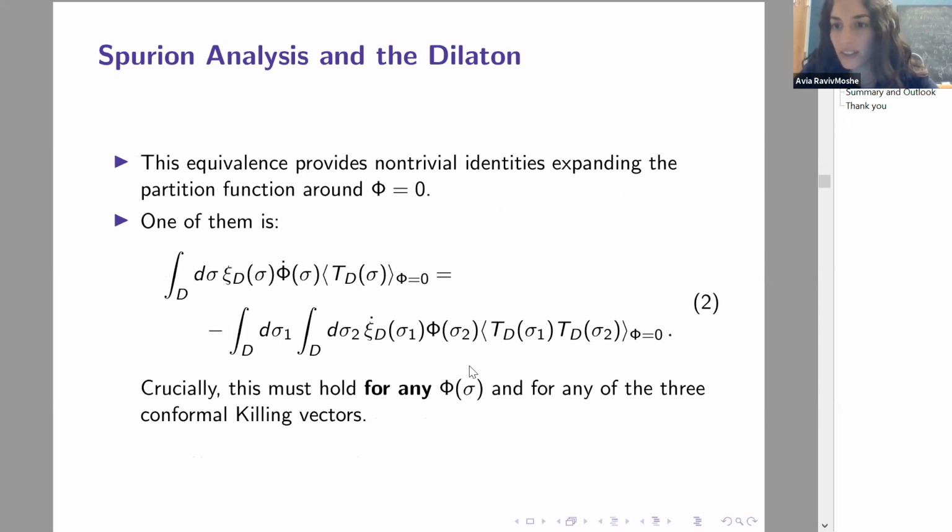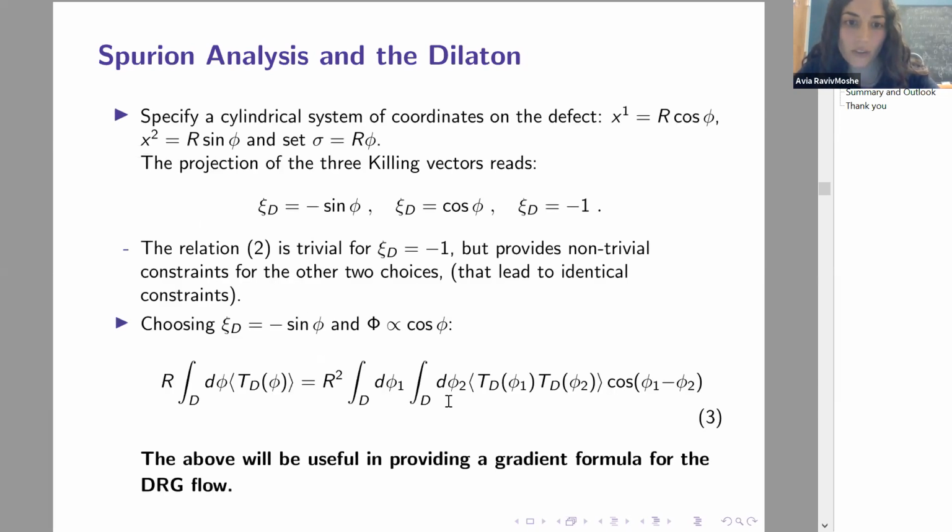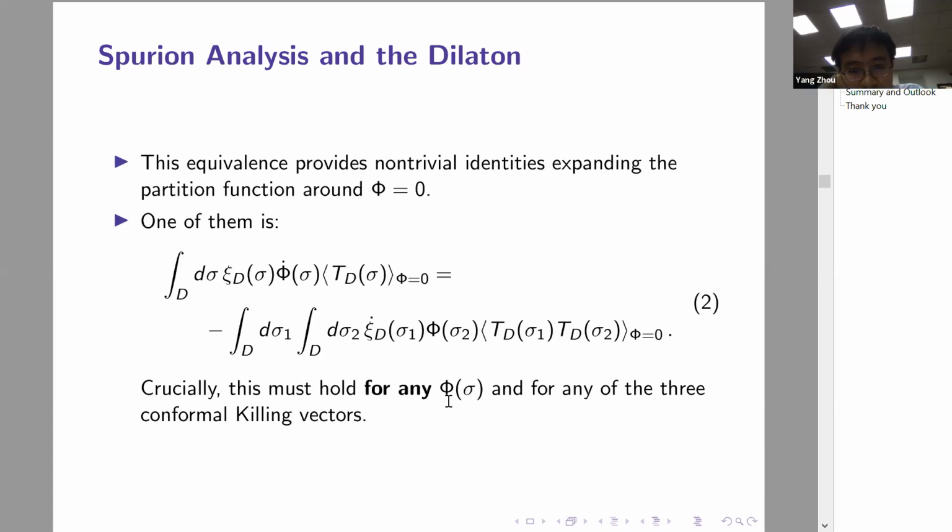Phi equals 0 is just the state that has translation invariance over the circular defect. And one of these identities is this identity. And this will give us new constraints that are interesting. And this identity must hold crucially for any phi of sigma and for any of the three conformal Killing vectors. So phi is an arbitrary field, right? Yeah, that depends only on the line coordinate.